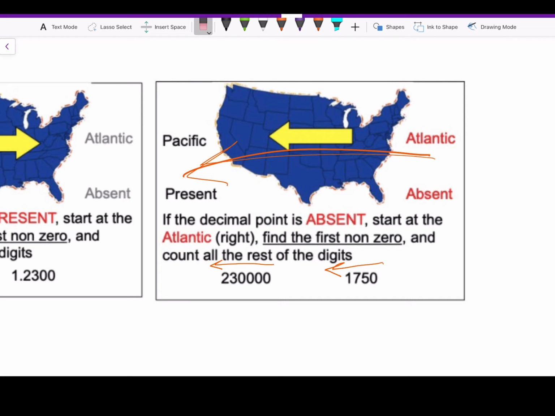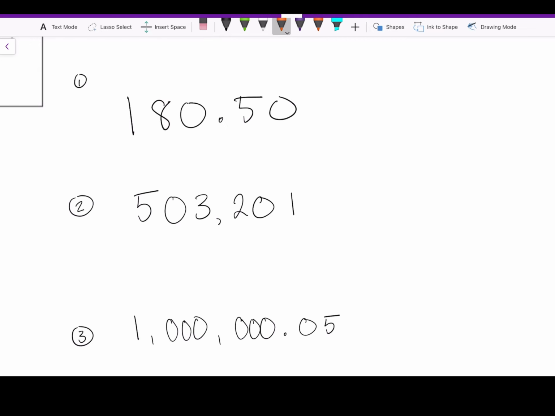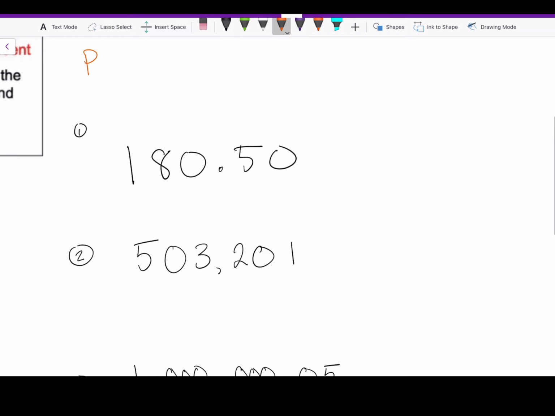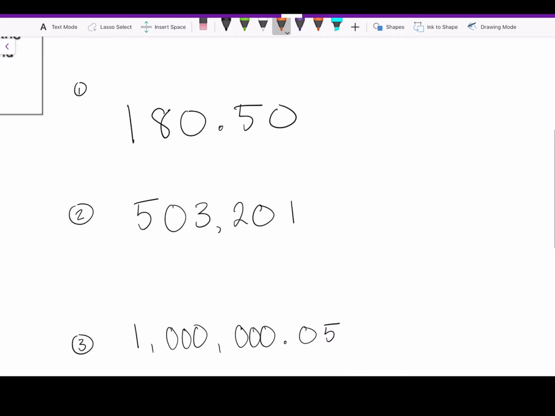Let's go ahead and do a little bit of practice here with some other numbers just to make sure we're understanding this. Let's look at these 3 practice problems and try to figure out how many significant figures there are in each of them. So number 1 is 180.50. So we have a point, our decimal is present. So if the decimal point is present, we start on the Pacific side and move to the Atlantic side.